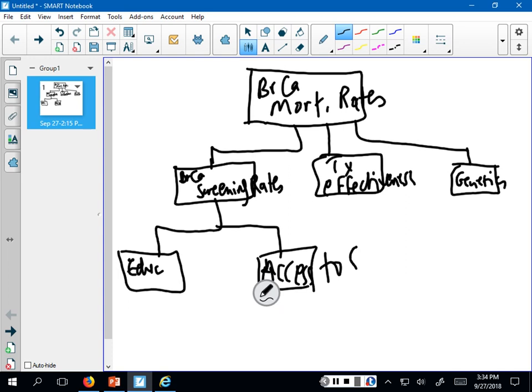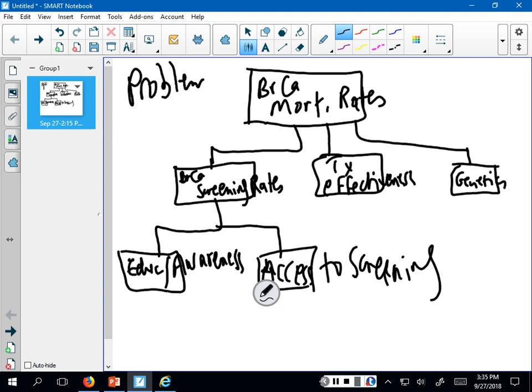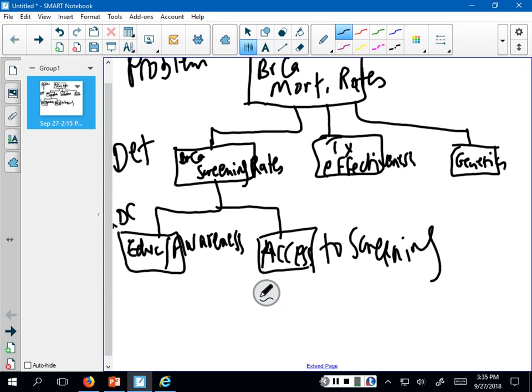Access to screening and education or awareness about breast cancer and mammography screening. Okay? So again, that's our health problem. Those are the determinants, and those are the direct contributing factors of the screening rates determinant.